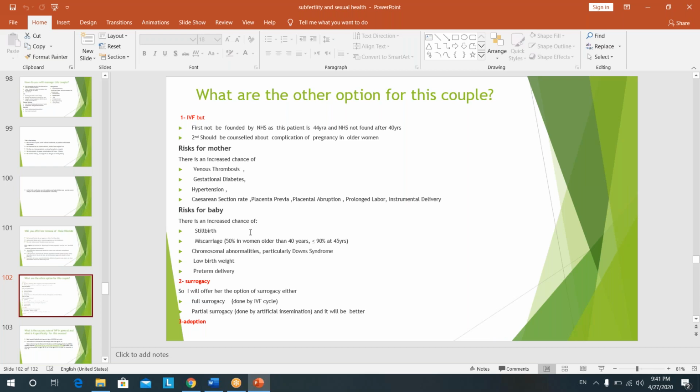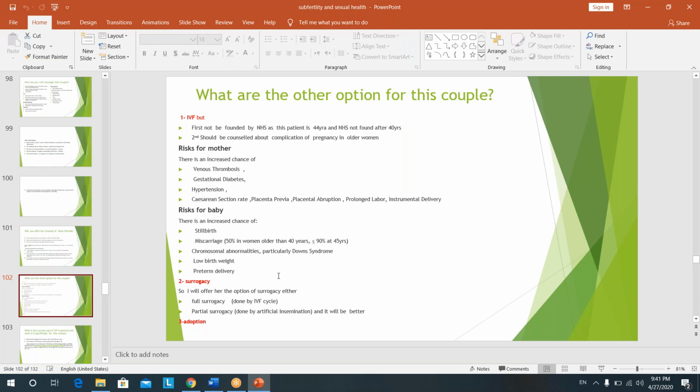What will be the risks for the baby? Stillbirth, miscarriage. As you know, the risk of miscarriage is about 1 in 2 in women older than 40, and it will be about 9 in 10 at the age of 45. So stillbirth, miscarriage, chromosomal abnormality, particularly Down syndrome, low birth weight, and preterm delivery. Okay, so I will counsel this patient about the other option. What will be the other option? It will be surrogacy.